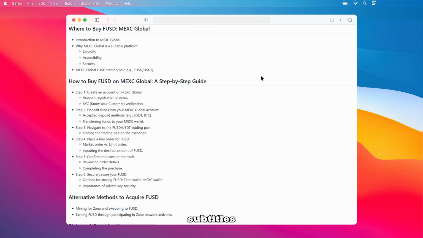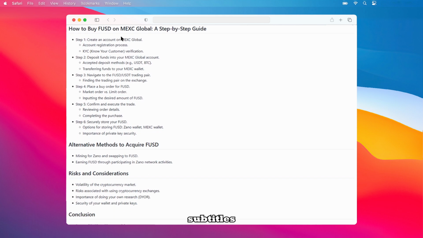Next, navigate to the FUSD/USDT trading pair on the exchange. Now it's time to place a buy order for FUSD. You can choose between a market order, which executes immediately at the current price, or a limit order, where you set the price you're willing to pay. Input the amount of FUSD you want to purchase, then carefully review all the order details and confirm and execute the trade. Finally, securely store your FUSD.